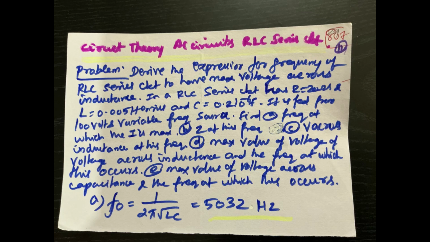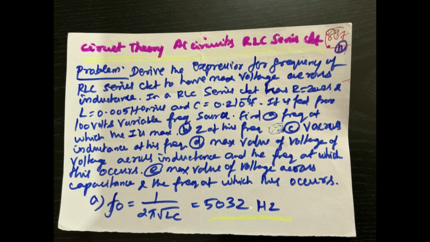Question: derive the expression for the frequency of an RLC series circuit to have maximum voltage across inductance. An RLC series circuit has R equal to 20 ohm, L is 0.005 henries and C is 0.2 times 10 to the power minus 6 farad. It is fed from a 100 volts variable frequency source.